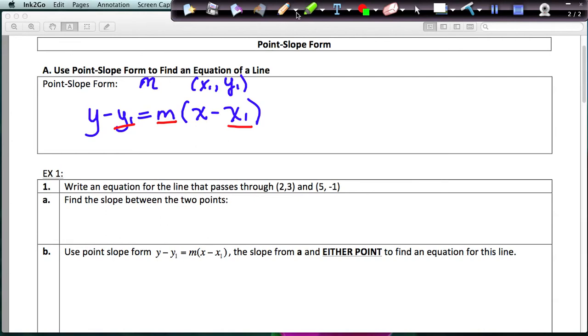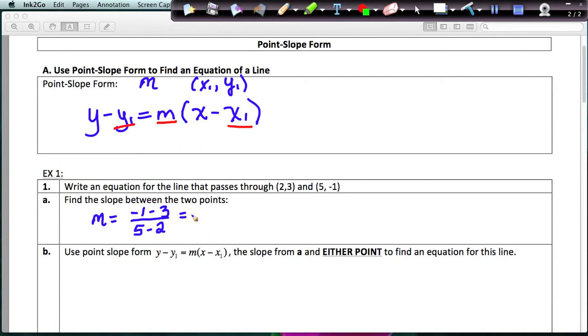So let's look at the first example. It says, write an equation for the line that passes through (2, 3) and (5, -1). Before we can use that formula, we do need to find the slope, so it's a good review of the slope. m equals the change in y over the change in x. So let's subtract our y values, starting with -1 minus 3. Make sure you put them in the right order, and you're only dealing with the y values right now. Over the change in x. Remember, change means we're subtracting, or finding the difference between the two. So that would be 5 minus 2.